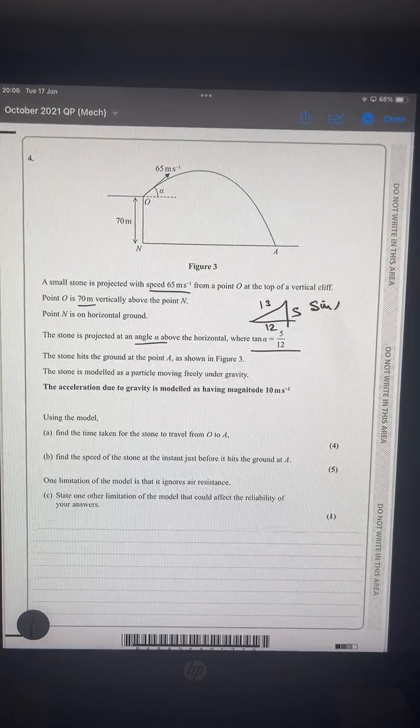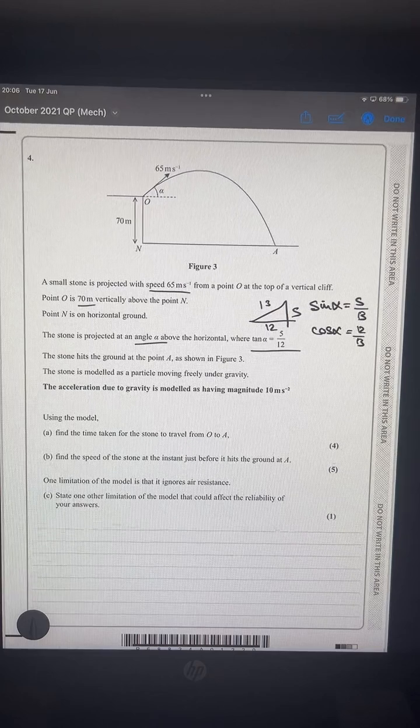So then I just put straight away sine alpha is 5/13 and cos alpha is 12/13. Do that straight away at the start of the question, just so you know you've got that there. You can just draw it in straight away when you need to use it.